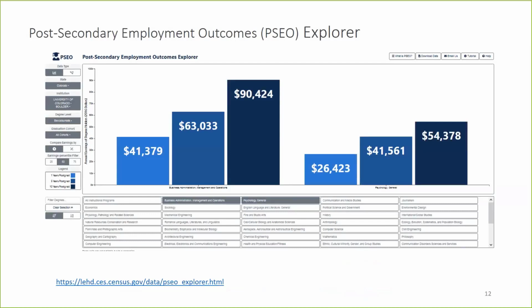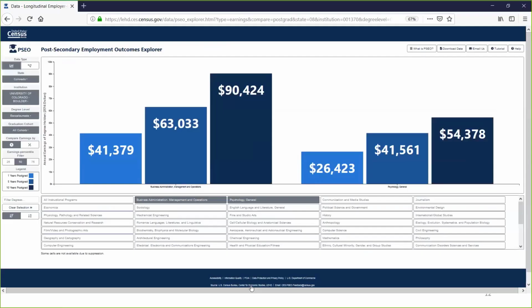But the best way to initially work with the data, and the best way to closely work with data, is to go to the PSEO Explorer. Our data visualization team has done a great job. So you can Google PSEO Explorer, or you can go to that URL. I already have it pulled up.